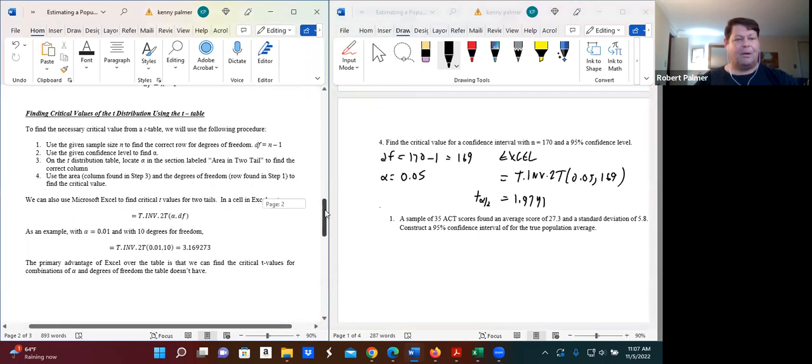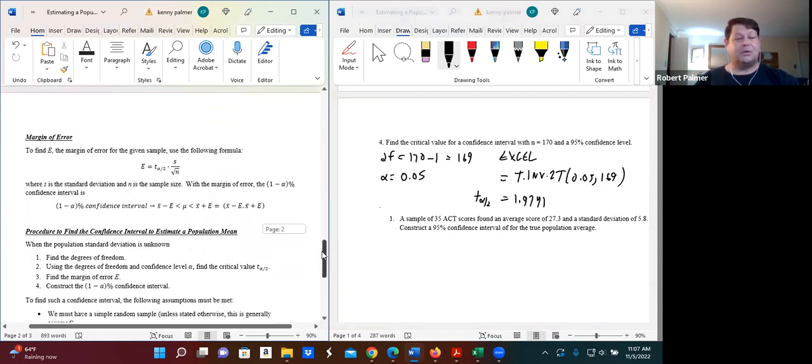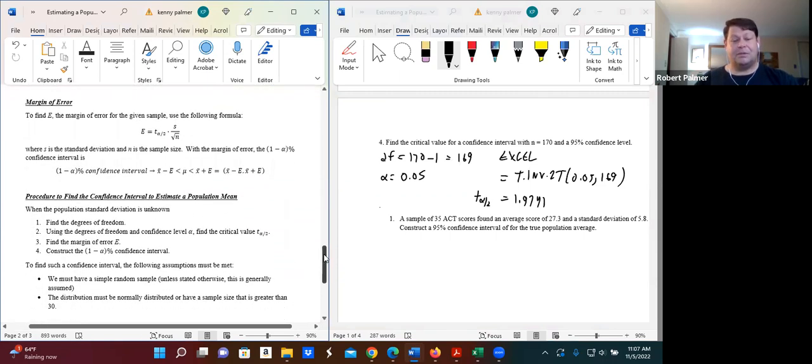Okay. Now, next thing I want to talk about is constructing a confidence interval. And to do that, we need to find our margin of error. So here's our margin of error. Margin of error E is going to be that critical value that we just found, t of alpha over 2, times s, our sample standard deviation, divided by the square root of n.